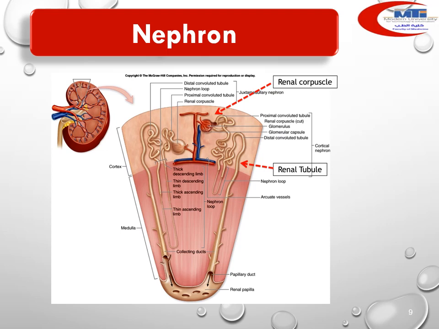Here again, you have blood vessels, artery and vein. The artery forms the glomerulus in this area, and the blood is filtered through the proximal convoluted tubule, then goes to the loop of Henle, again to the distal convoluted tubule, and then to the collecting tubule. There is reabsorption all through these areas, and urine is finally formed and secreted into the renal pelvis through the renal papillae.